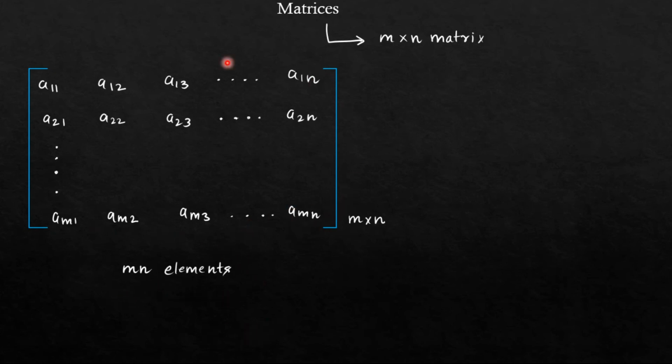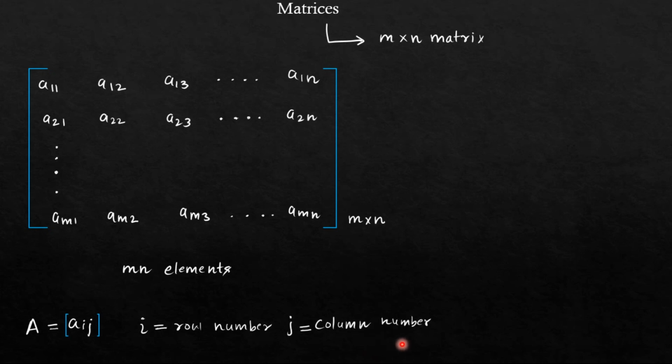So I can represent this matrix also as, suppose this is my matrix A, so I can write this also as A equals [aij], where i represents the row number and j represents the column number, where aij represents the elements of the matrix A. Here you can say A11 is the element of this matrix which lies at row 1 column 1. Okay. Similarly, here aij represents the element which is present in row i and column j. So this is how you can represent any matrix in shorter form.